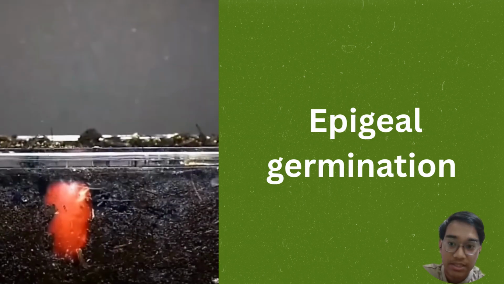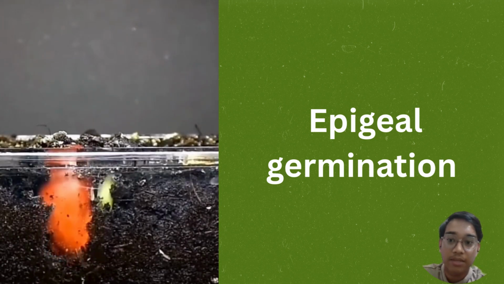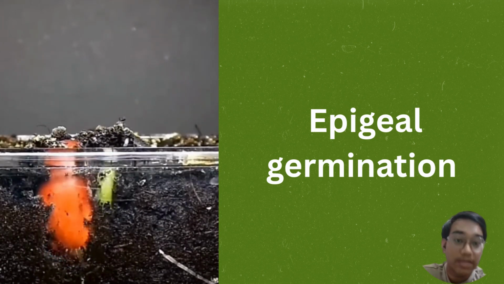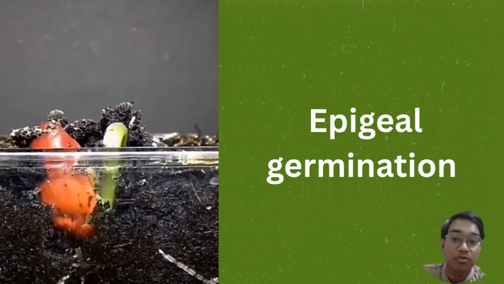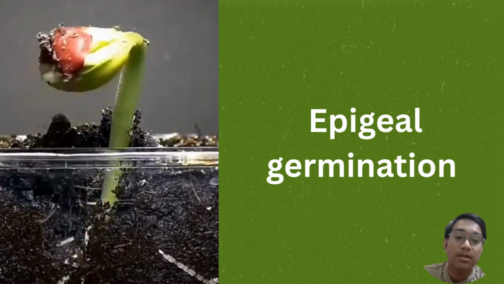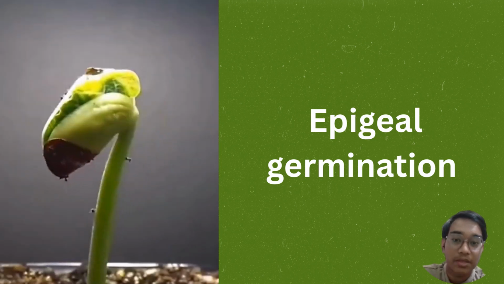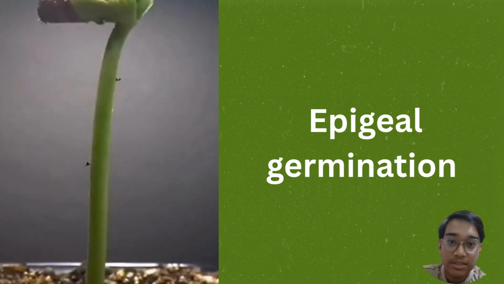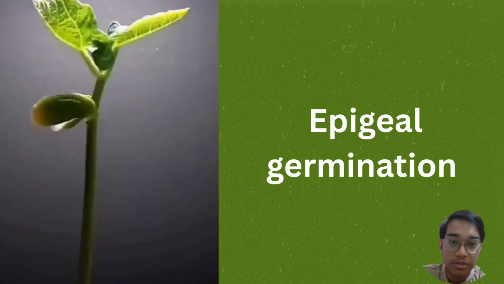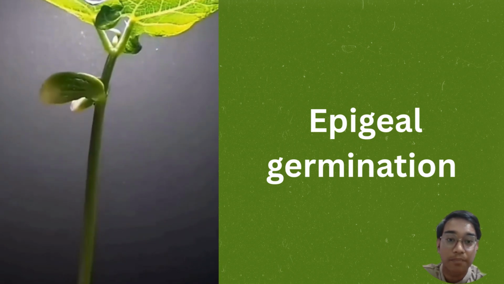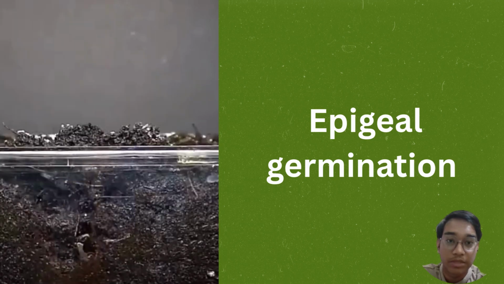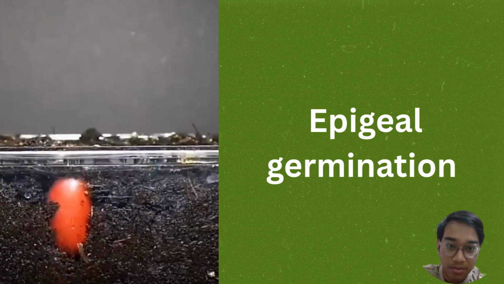At this stage, they function as temporary leaves that help the seedling carry out photosynthesis until the true leaves develop. So this is just the epigeal germination process, and after this I will explain hypogeal germination in the video too.